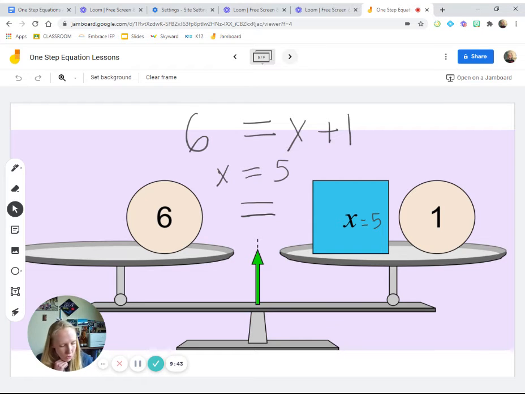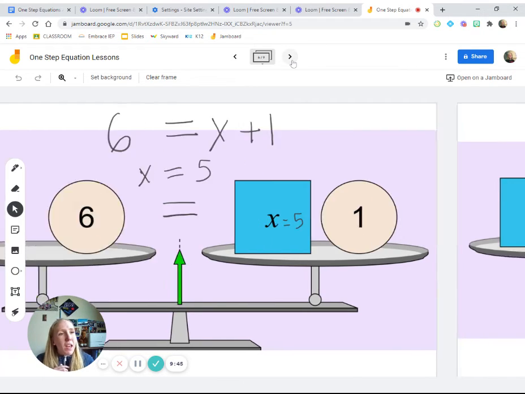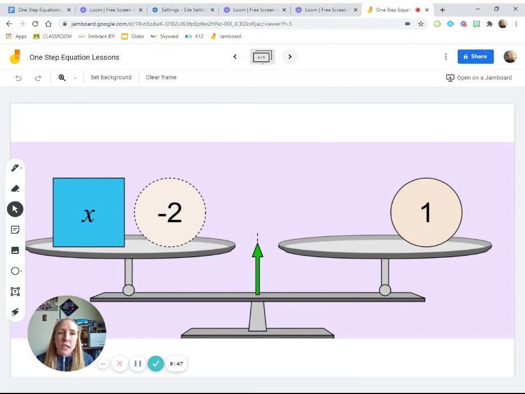Okay, now we can do the same thing with problems that involve subtraction. So let's start by writing this problem out. Here's our equal sign. On the left side of the equal sign, I've got x minus 2. And on the right side of the equal sign, I have 1. So this equation is x minus 2 equals 1.